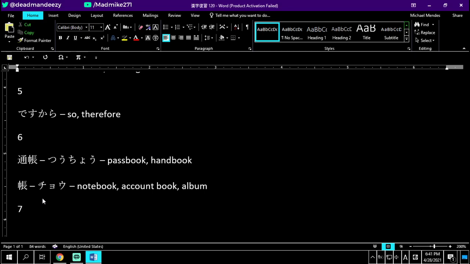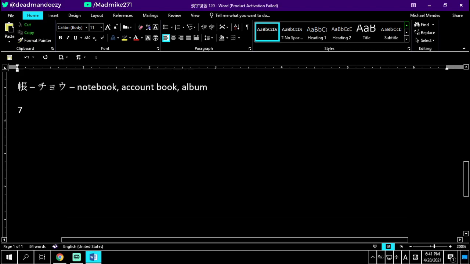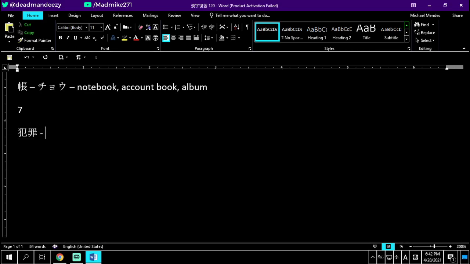Number 7. Number 7 is going to be hanzai. New kanji here. Hanzai is a crime, an offense.